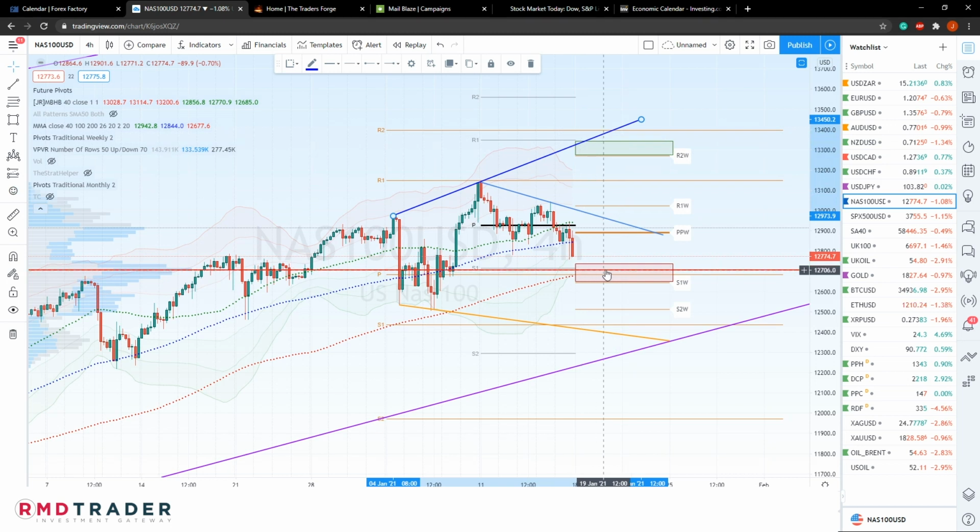If price were to break below support, that could see price moving towards support at either 12,500, which is the weekly S2 pivot, or perhaps lower towards this boundary area in the vicinity of 12,400, or at least not much lower, I'd say, than the monthly S1, which would be about 12,400. So yeah, that concludes the Nasdaq 100.